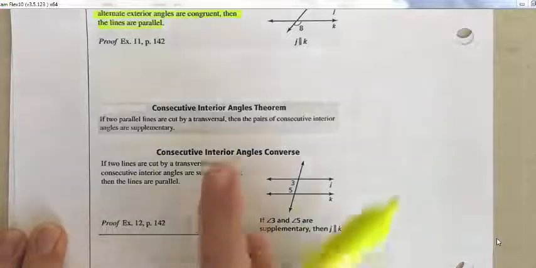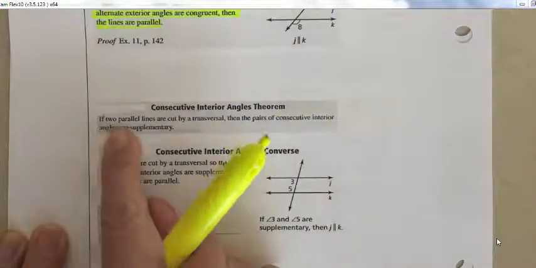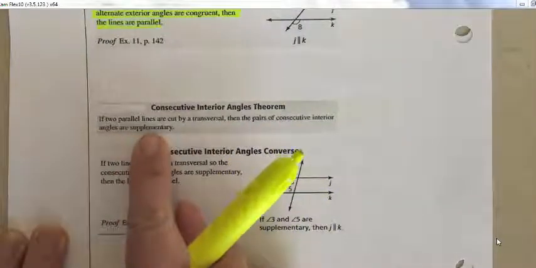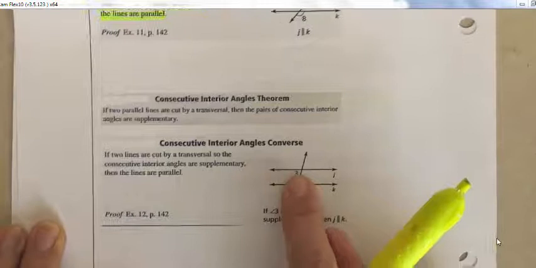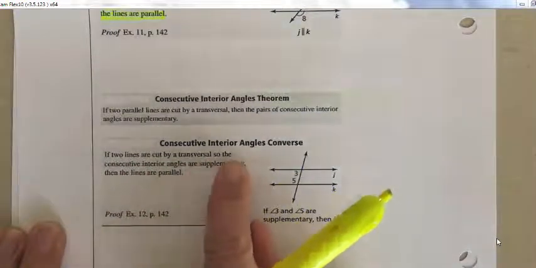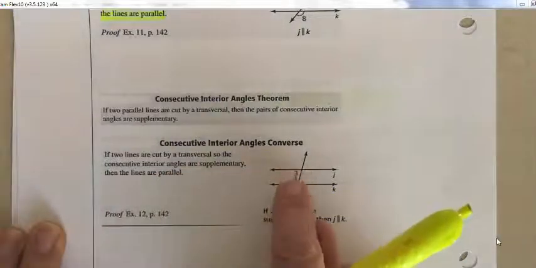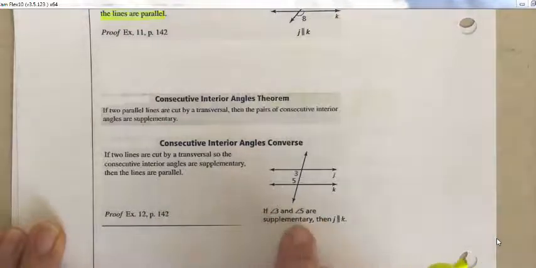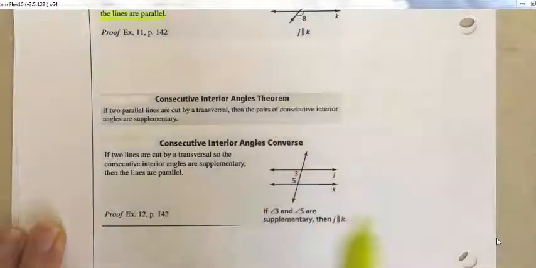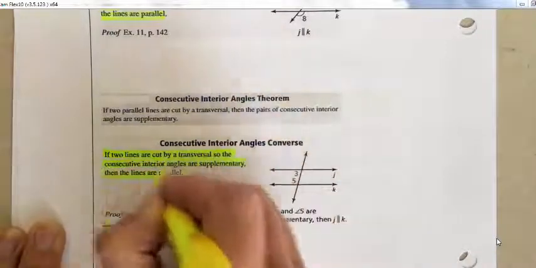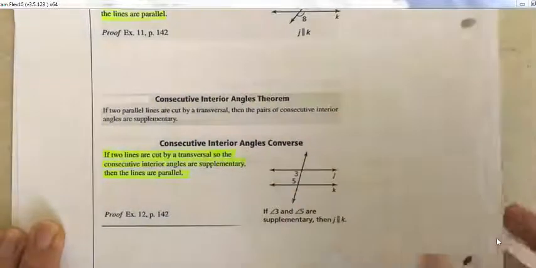Alright, consecutive interior angles theorem we learned last time in 3.2. If two parallel lines are cut by a transversal, then the pairs of consecutive interior angles are supplementary. Okay, that's these two right here. So the converse of that would be, well, if I have two lines cut by a transversal so that the consecutive interior angles are supplementary, then I know that the lines are parallel. So if angle 3 and angle 5 are supplementary, meaning they add up to 180, then J will be parallel to K. Okay, so that's the new information. I'll highlight that. And I just copied all of this stuff out of the book for us, which is why it looks pretty bad. But at least we have it there.